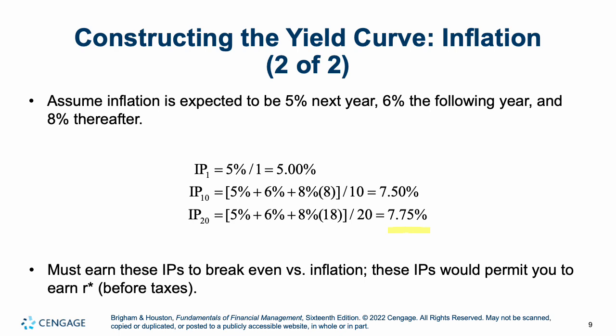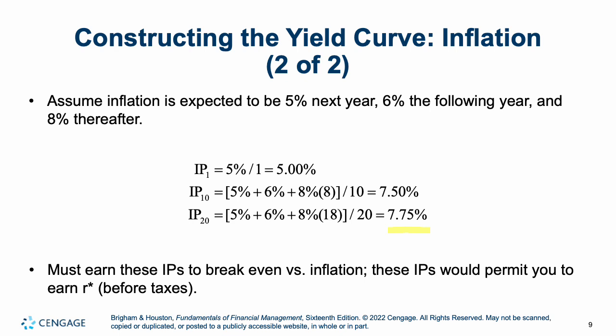You're just keeping pace with inflation. Even though you're making money on paper, your money is losing value due to inflation. So your actual purchasing power hasn't changed. So to break even, you must earn at least the inflation premium. To make a profit, you have to earn something more than that.